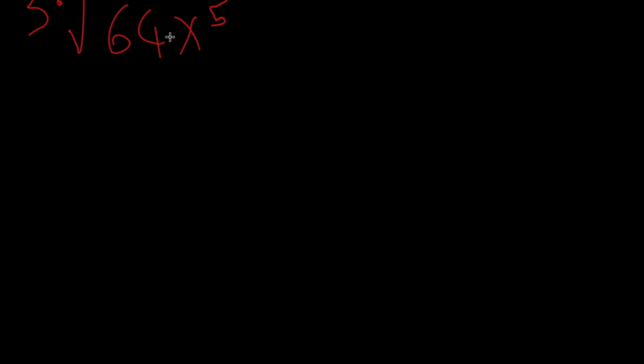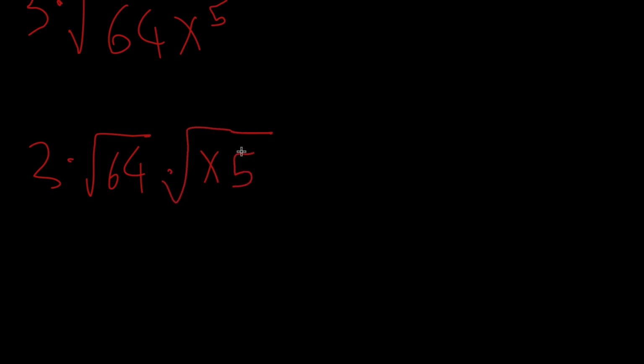Okay, so you might be a bit confused because you might pay attention to this x to the 5th. This is a very big exponent. But just realize, 64 is a perfect square. So we can write this as 3 times the square root of 64 times the square root of x to the 5th. There we go.